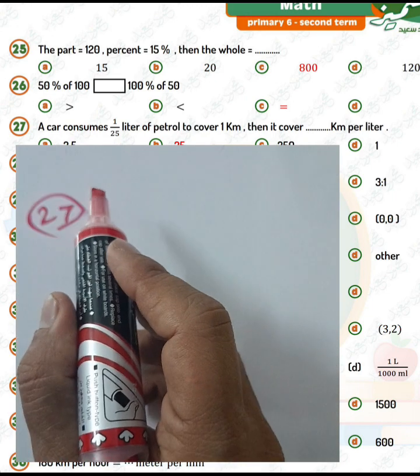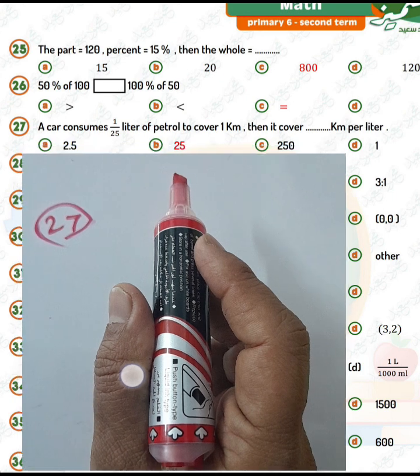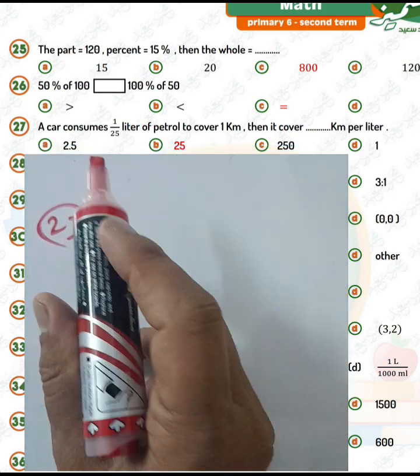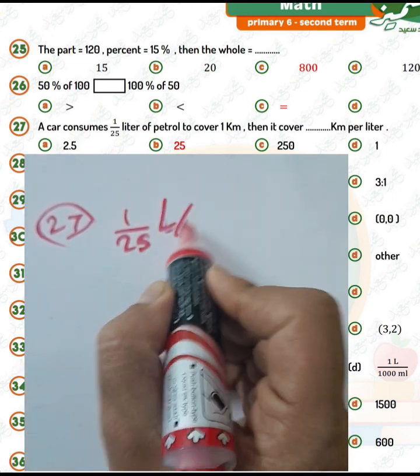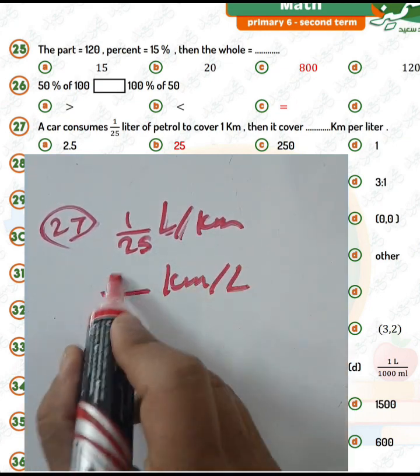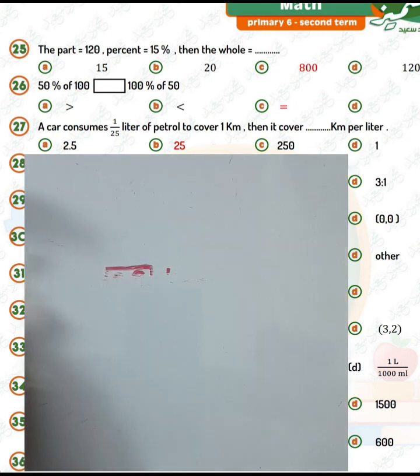Question 27. A car consumes 1 over 25 liter of petrol to cover 1 kilometer. Then it covers space kilometer per liter. You can write the reciprocal of 1 over 25, because 1 over 25 is liter per kilometer. We want to find kilometer per liter, right? The reciprocal will be 25 over 1, it will be 25, right?